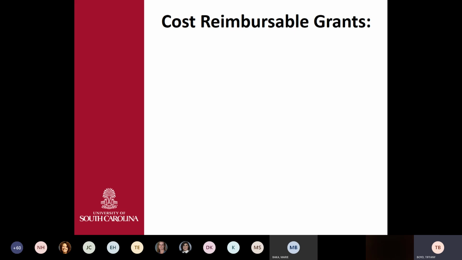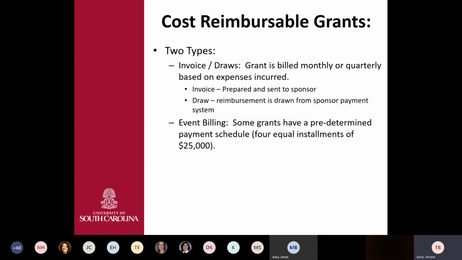So then we're going to go into a little bit more detail about the two types of grants. So cost reimbursable grants, the way those get invoiced, they get invoiced in two different ways. We can either send an invoice. So those are prepared and sent to the sponsor, and they're either billed monthly or quarterly based on actual expenses incurred. And so we'll prepare an invoice sent to the sponsor, and they'll either send us a check or an ACH directly to the bank account to reimburse us for those, or it's a draw, and we'll draw reimbursement directly from a sponsor payment system as we incur those expenses.